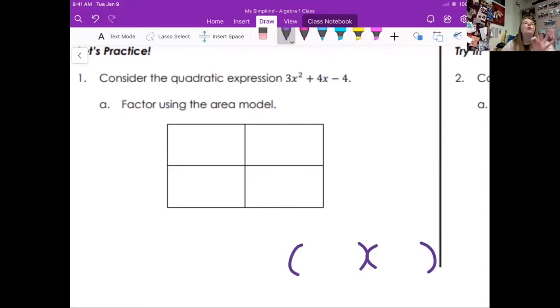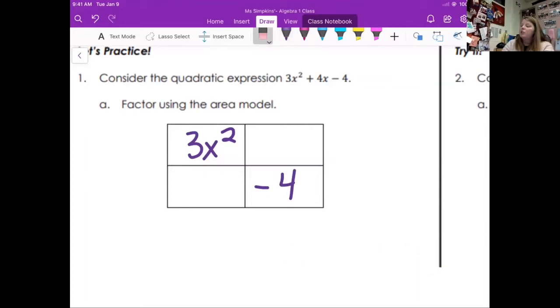So I have 4 boxes. I need to fill them. That top left box every single time is going to be whatever term is by the x squared. So 3x squared is what's going to go in that top left of our area model. The bottom right of our area model is always going to be our constant. So what's our constant term? -4. Important to say that negative.